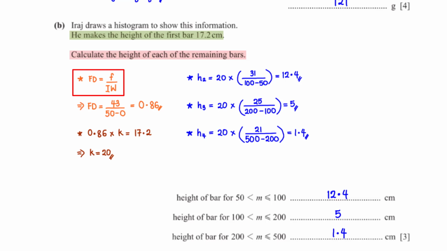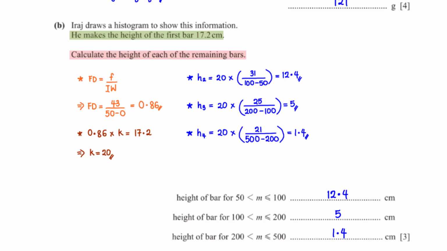For the first interval, the frequency density is equal to the frequency, which is 43, divided by the interval width, which is 50 minus 0. This gives us 0.86. Since the height of the interval drawn on the histogram is 17.2 centimeters, then it means 0.86 times a certain scale factor should be equal to 17.2 centimeters. This scale factor is 20.